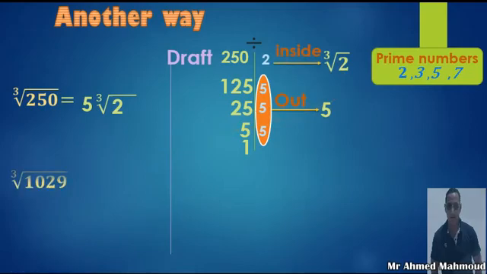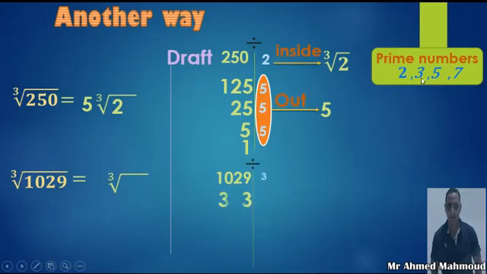Let's take another example. If we have 1029, we will take this one like this. First, it is not divisible by 2, but it is divisible by 3, and it equals 343.